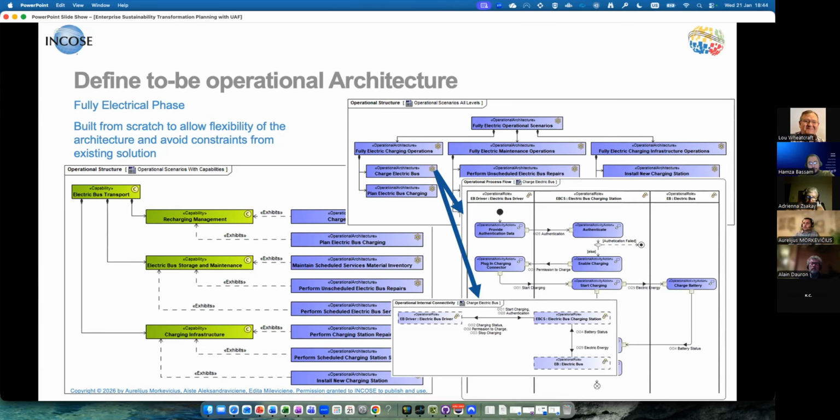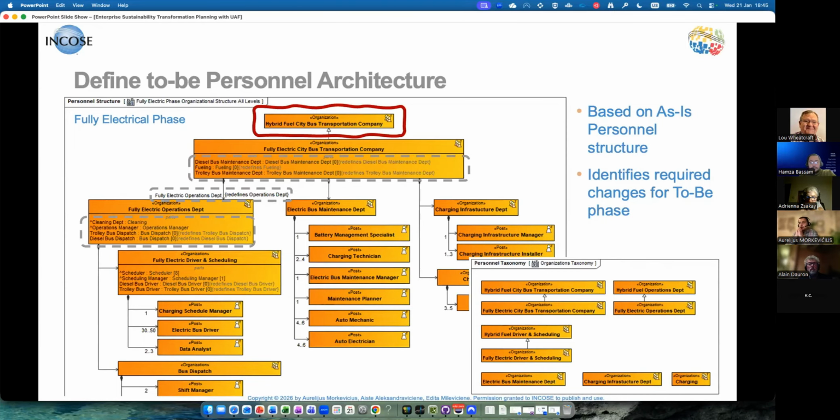Then we map operational scenarios to the capabilities. So, for example, as you can see, those three newly identified, such as recharging management, electric bus storage maintenance, and charging infrastructure. So we map those different operational scenarios to capabilities, for the traceability, so that we can easily navigate from the capability to the suggested operational scenarios, and then even navigate down to the proposed resource configurations to implement those operational scenarios. So now on the personnel side, on the human resources side, we do some modifications.